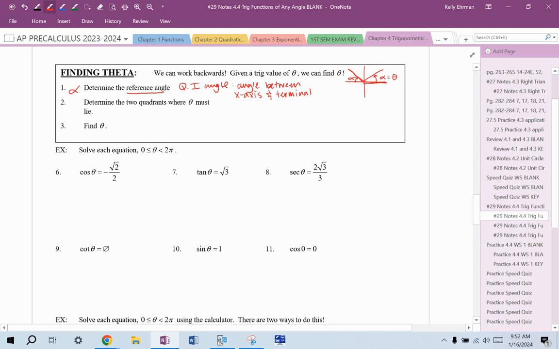If you have a quadrant 3 angle, so going from 0 down to quadrant 3, this whole thing, then your theta is this whole angle, and the reference angle is this little piece here. And if it's in quadrant 4, from the x-axis here, that's your reference angle.